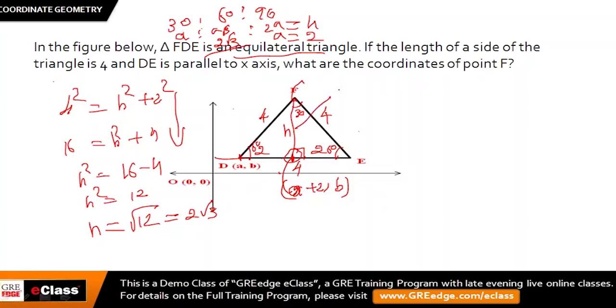So my altitude is going to be 2 root 3. This is the altitude, and it will be perpendicular to the x-axis, so it must be parallel to the y-axis. So my x value will remain the same. Only the increase is going to happen for b, right? So the value becomes a plus 2 comma b plus 2 root 3.